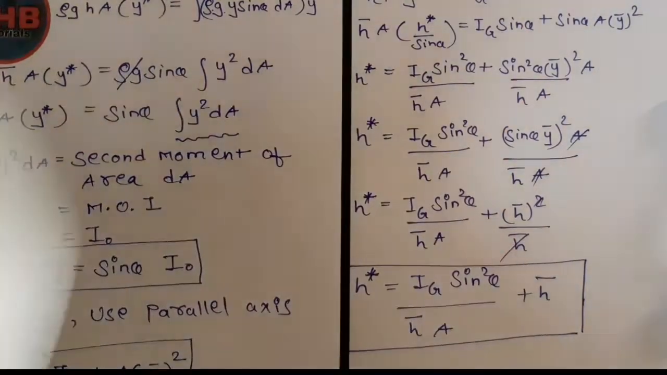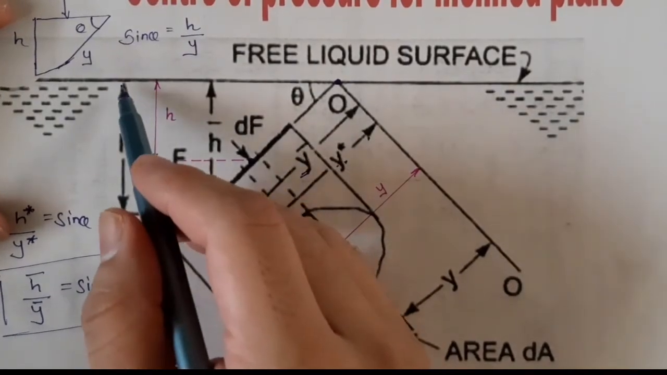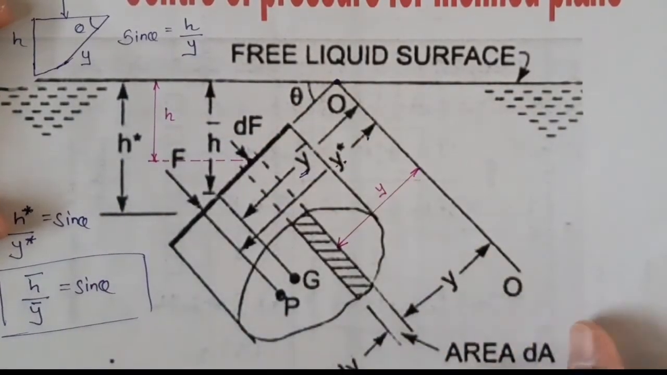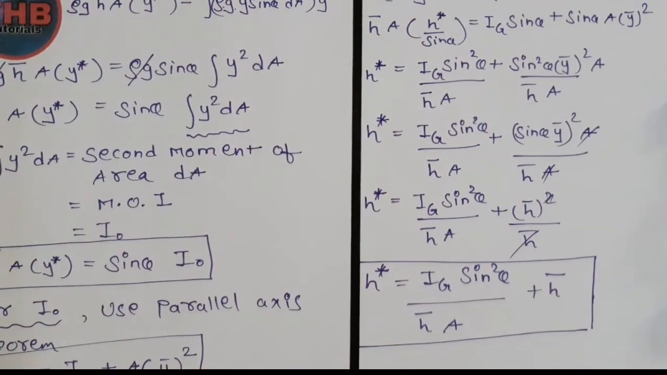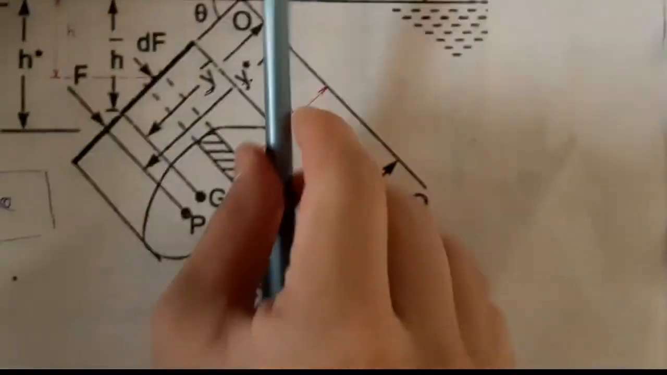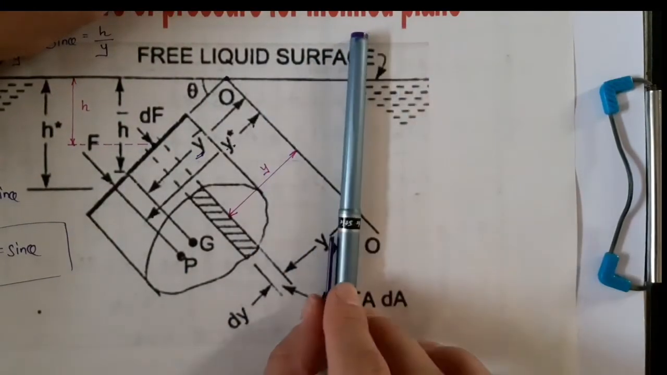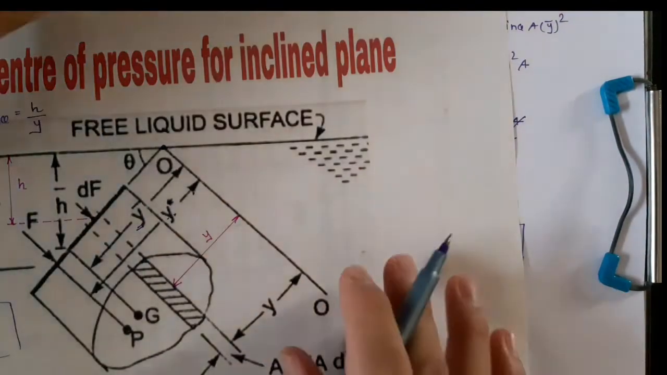So this is the formula for the height of the center of pressure from the free surface of the liquid. This h star is the perpendicular height from the free surface of the liquid to the center of pressure. By using this equation we can know the point of application for the total pressure which is acting on the inclined plane. If the plane is vertical to this surface, like this pen is kept, the plane is like this, then what will be the formula for h star?